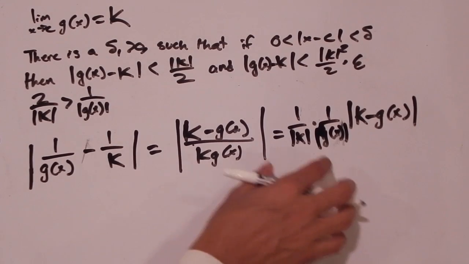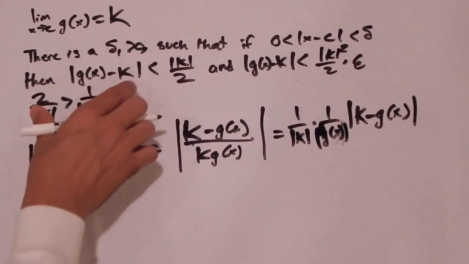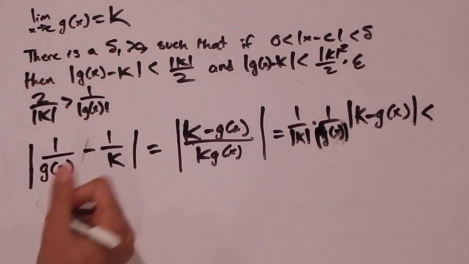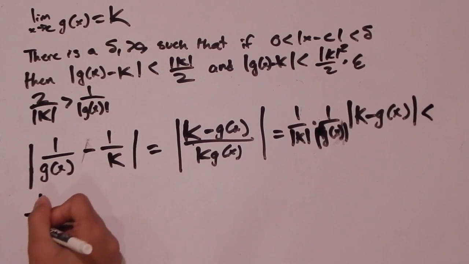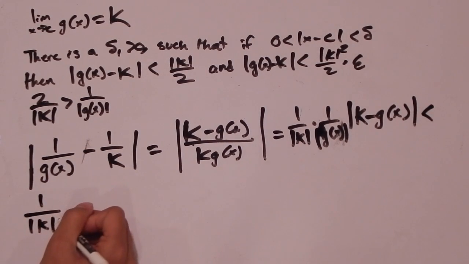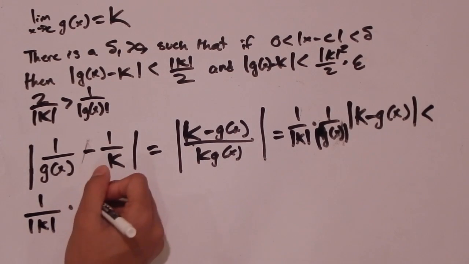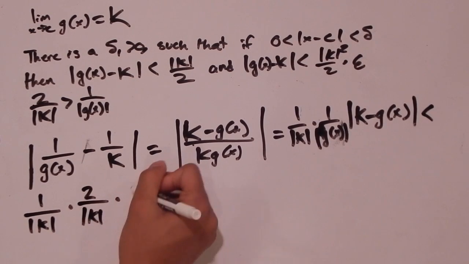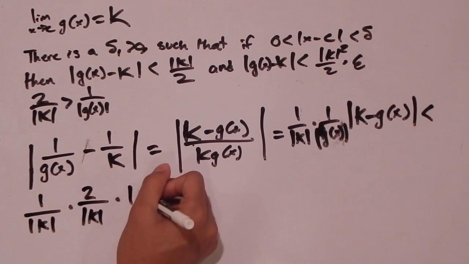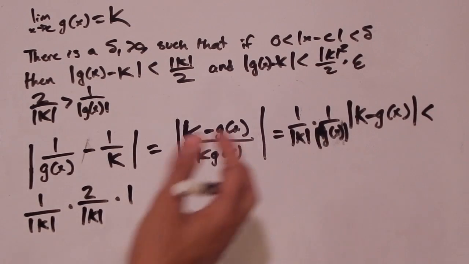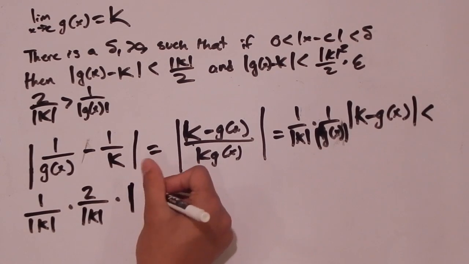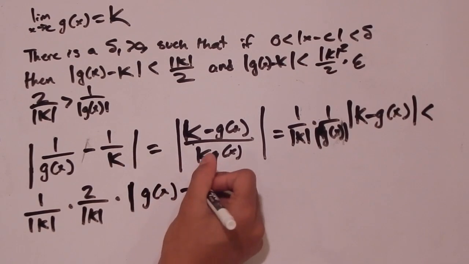And now what we're going to do is say when we pick x values inside this interval defined by delta, we know that this is going to be less than 1 over the absolute value of k times 2 over the absolute value of k times the absolute value of k minus g of x. And we can rewrite k minus g of x. We can just multiply whatever's on the inside of this absolute value by -1. So we can rewrite this as g of x minus k.